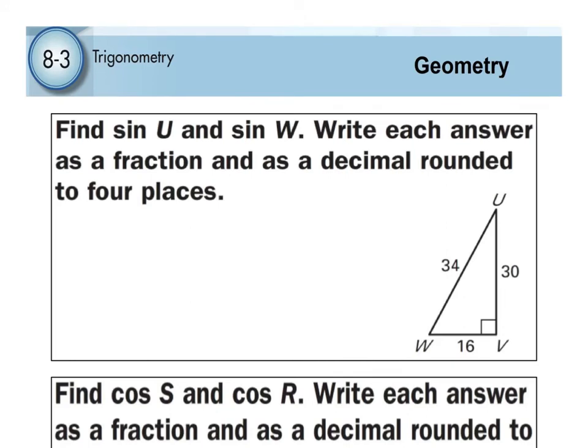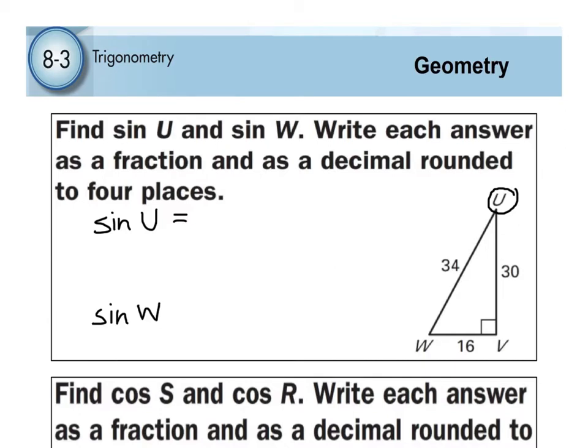All right, so it says find the sine of U and the sine of W. Write each answer as a fraction and as a decimal rounded to 4 decimal places. Okay, so we've got to find the sine of angle U and the sine of angle W. Well, let's start here. Angle U.